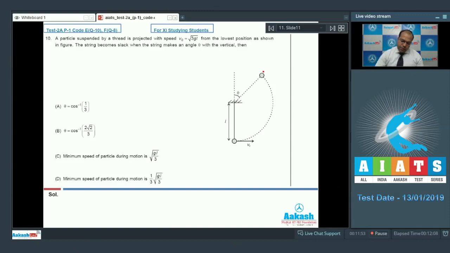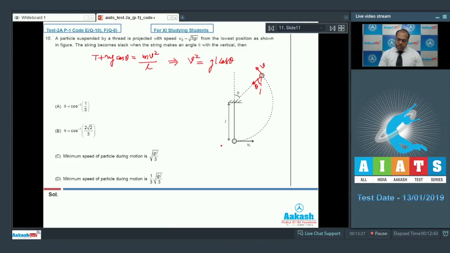So at this moment the speed is v. So if this angle is theta, then this angle is also theta. So at this moment, if I write the equation, then T plus mg cos theta must be equal to m into v square by L. So it is given in the question, at this position the tension becomes slack, so that value of tension becomes 0. So from this equation we get the value of v square, that comes out to be gL into cos theta.